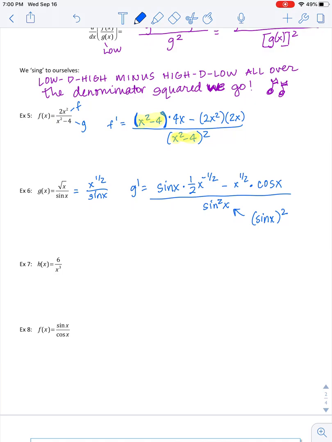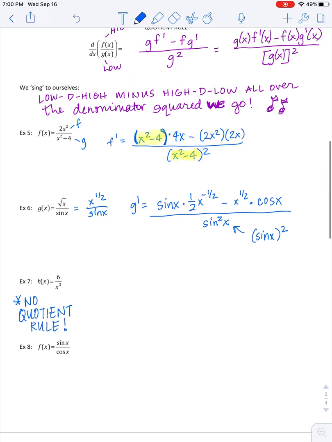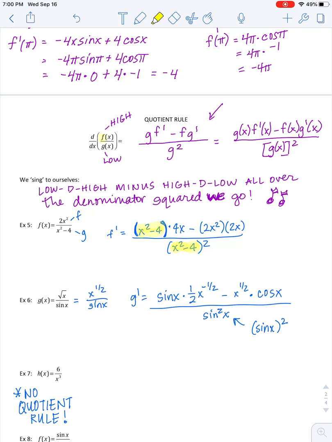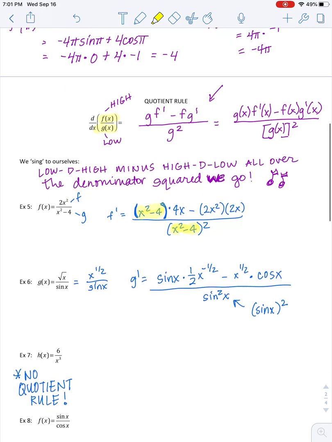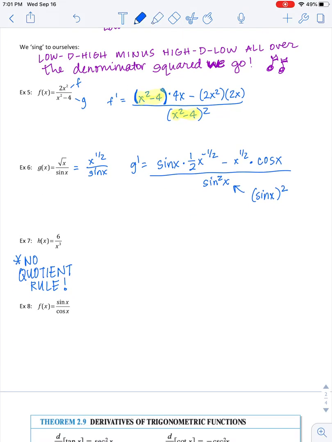Okay. Example 7 is here because I actually don't want you to use the quotient rule here. No quotient. What I want you to understand about the quotient rule is that it is built for a function of x, right? If we go back up here, an f function of x divided by a g function of x, right? So when we have a constant, like here, number 6, our numerator is just the number 6, this is an alert that you do not have to use the quotient rule at all.